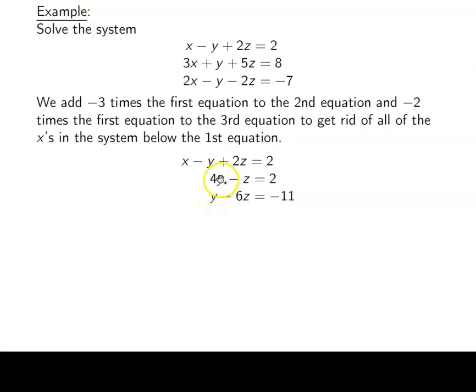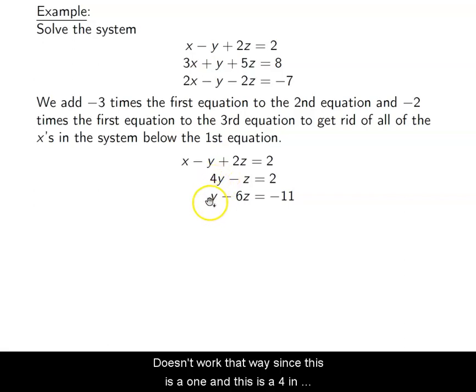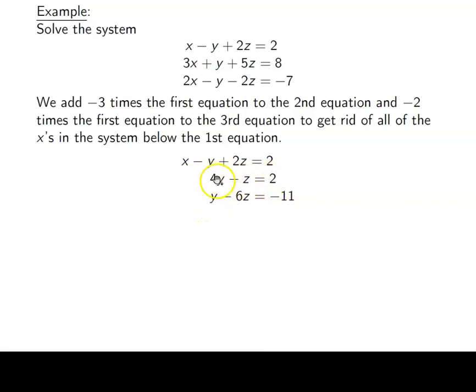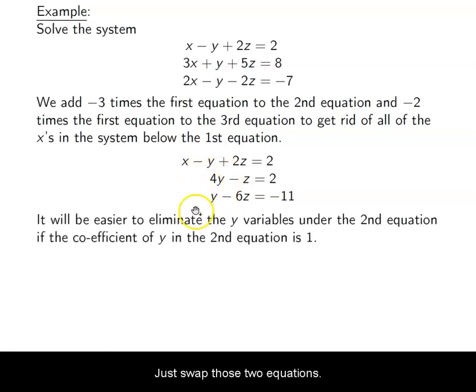Here, it doesn't work that way. Since this is a 1 and this is a 4, in order to get the coefficients to be the same, I'd have to divide this thing by 4. Which, again, is fine if you like dealing with fractions, but most of us don't. So an easier thing to do is just swap those two equations out.